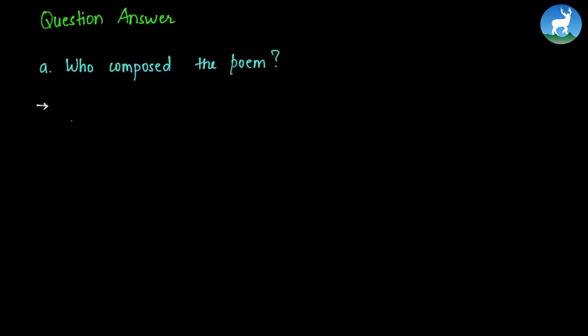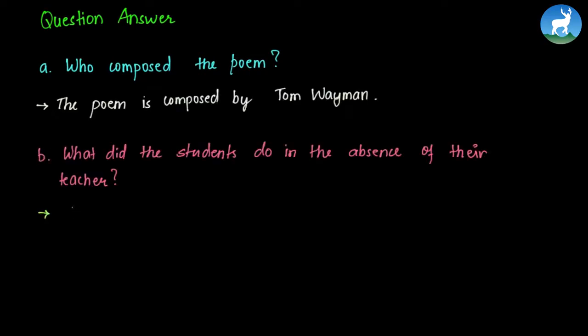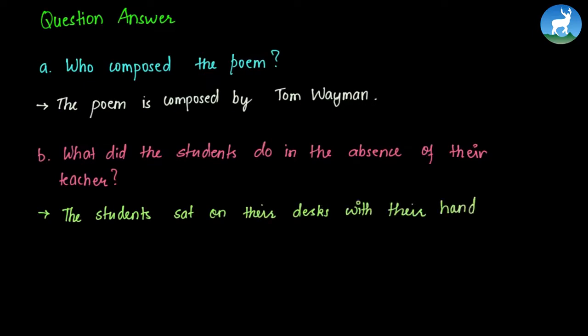Next, we have to answer the questions. Who composed the poem? We have the answer in our poem, and towards the end, on the right-hand side, we have the name of the poet. It's Tom Wayman. We have pretty simple questions. What did the students do in the absence of their teacher? This is in the first stanza of our poem, where we read, the students write that when we realized you weren't here, we sat with our hands folded on our desks in silence for the full 2 hours.